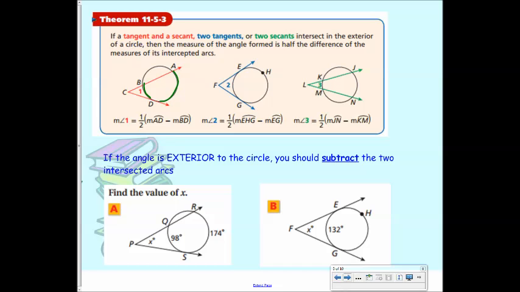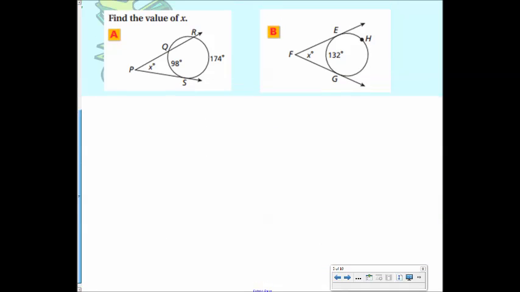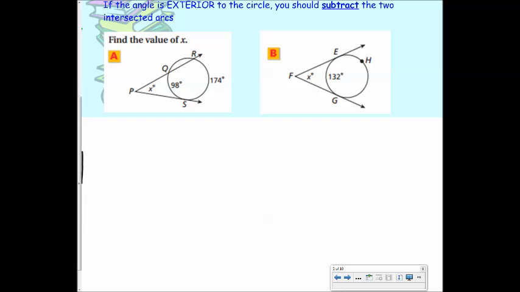So look at letter A down here. What would I do here? 124 minus 98. So they're mostly always going to give you the two. They mostly will. We'll take a look at one that doesn't in just a second. So I'm going to do 76 divided by 2, which gives me what? 38? Yes, 38 degrees. All right, so angle X equals 38 degrees. All right, what about B?